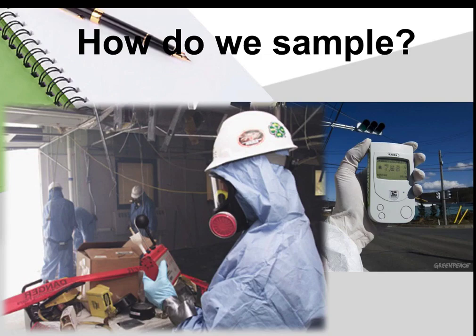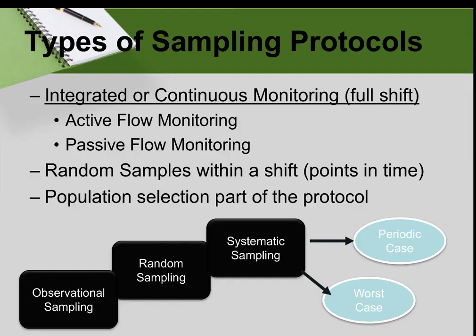So how do we sample? Well, we have different types of sampling protocols. The main one that we typically use, but not always, of course, in aerosol or airborne concentration sampling is integrated or continuous monitoring over a full shift. And we can do this actively with a pump or passively with a badge of some kind.